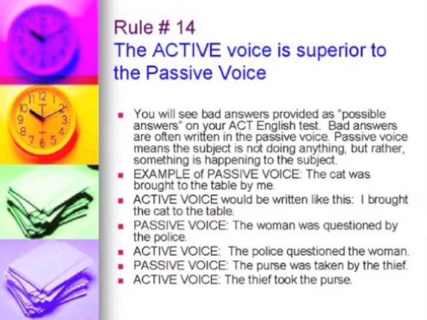Rule number 14. The active voice is superior to the passive voice. You're going to see a lot of bad answers provided as possible answers on your ACT English test. Bad answers are often written in the passive voice. The passive voice means the subject is not doing anything, but rather something is happening to the subject. For example, the cat was brought to the table by me. That's passive. A better way to say it would be, I brought the cat to the table. Another passive voice sentence. The woman was questioned by the police. Better would be, the police questioned the woman. One final example. The purse was taken by the thief. Better to say, the thief took the purse.